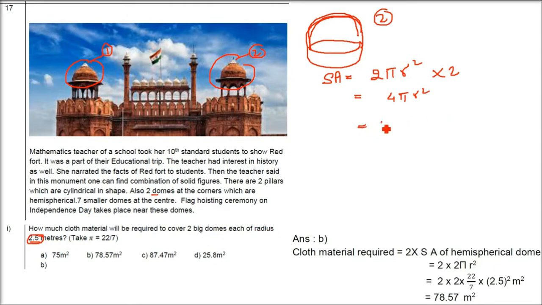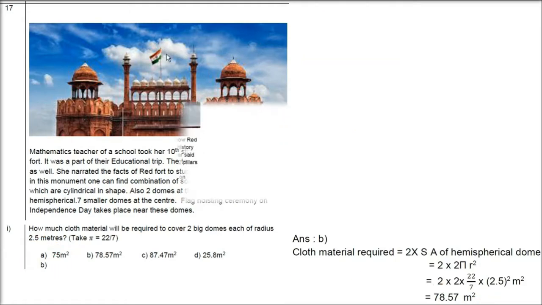Now radius is given, radius is 2.5 meter, so just put it here, 4 into 22 by 7, r is 2.5, so just multiply it here, and the solution I have given in front of you. This has to be in meter square, because the area has to be found, meter is the unit, so 78.57 meters square will come. B is the correct answer.